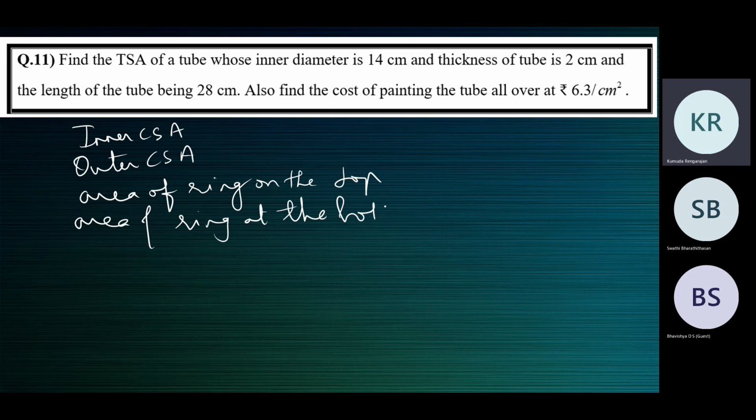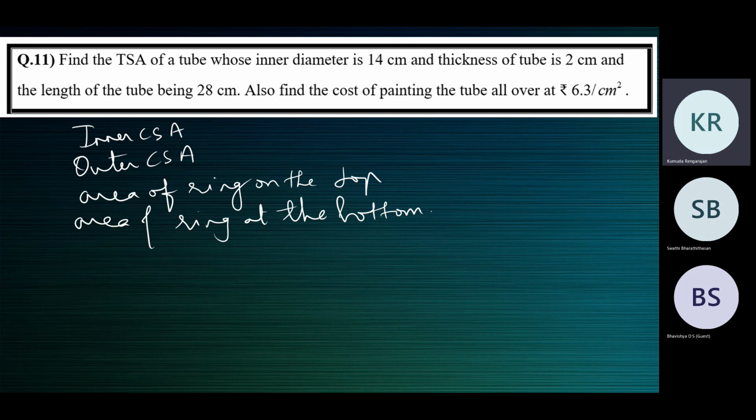These are the 4 different surfaces of the tube which have to be painted. You have to paint the inside, the inner curved surface area. Then on the outside, the outer curved surface area. Then there are those flat portions on the top. Because the material is thick, there is one ring on the top and one ring below. So these are the 4 different portions we have to paint.